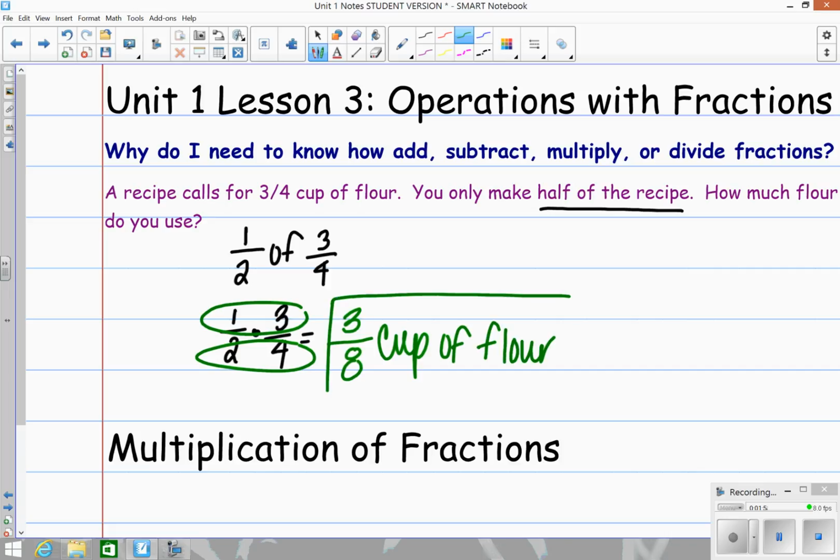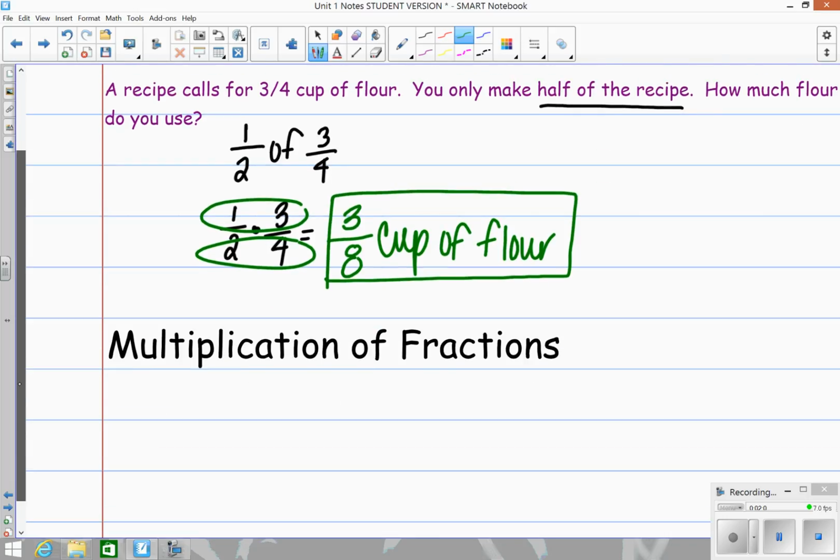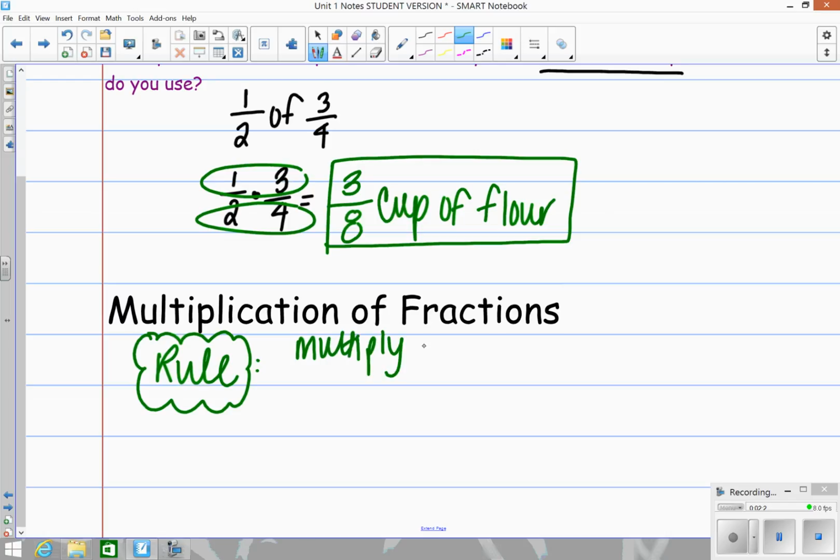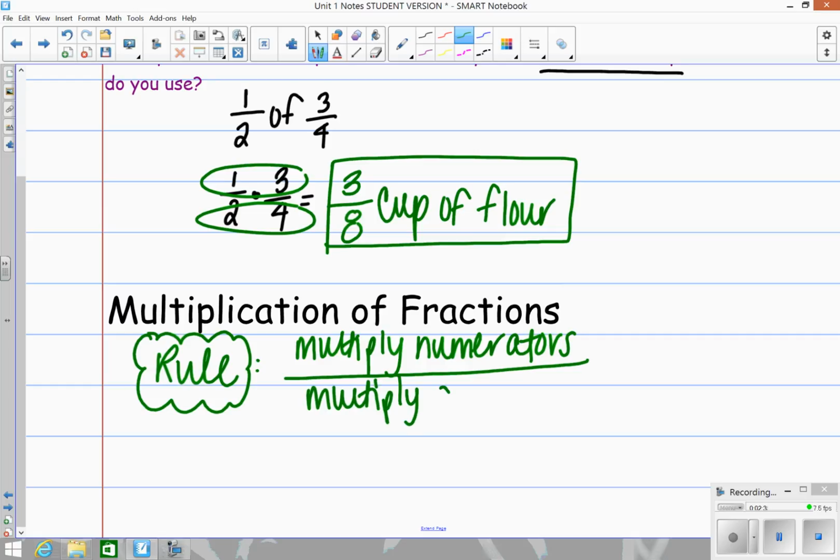So then let's look at some other examples with multiplication. First, I want to write down the rule that we just talked about. The rule for multiplication of fractions is you multiply the numerators and then you multiply the denominators. So I'm going to multiply across the top, which are the numerators, and that is going to go over the product of the denominators. And then, of course, simplify if possible.